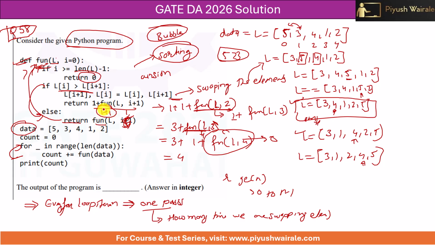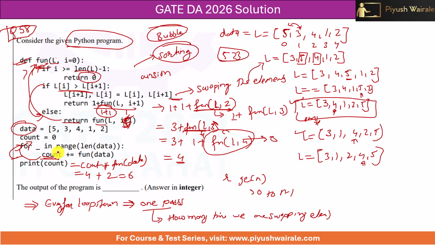Okay, because here we have performed 2 swappings. So now in the count, this will be count plus fun of data, right? But from the previous iteration, the value of count is basically 4 plus 2, that is basically 6 now. Now we'll go for the next pass here. So this is what we are doing. For every for loop item, we are performing one pass, and in that particular pass, how many times we are swapping the element, that is what we are counting. And then we are performing the addition here.